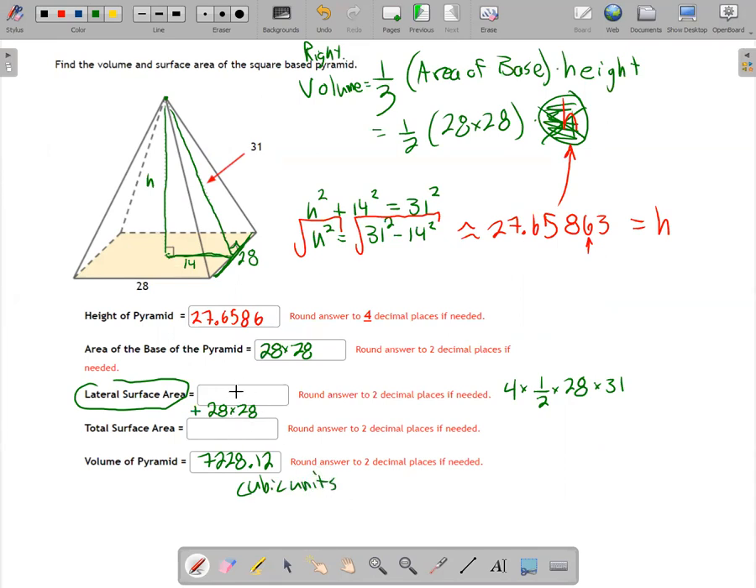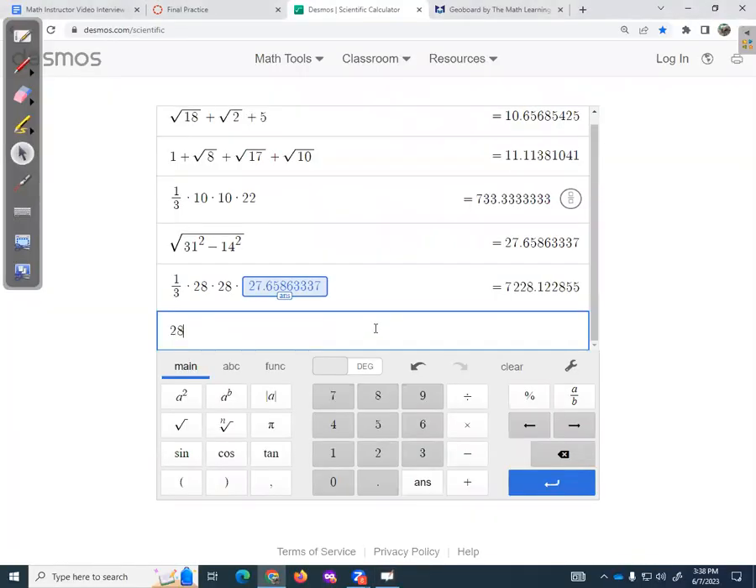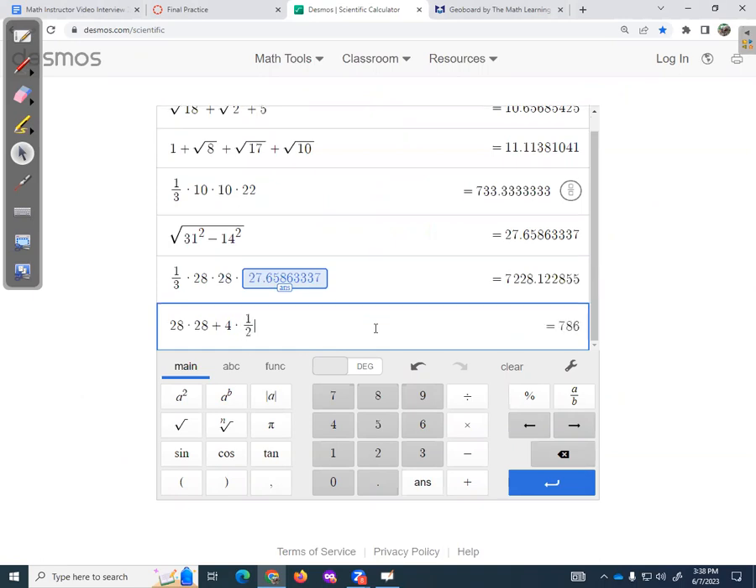Now the total surface area and the lateral surface area. This calculation again is the lateral surface area. If we combine that with the area of the base, that'll give us the total surface area. So the area of the base, 28 times 28, plus those 4 lateral triangles, each 1/2 of 28 by 31. So I get a total surface area of the base and 4 sides of 2,520.